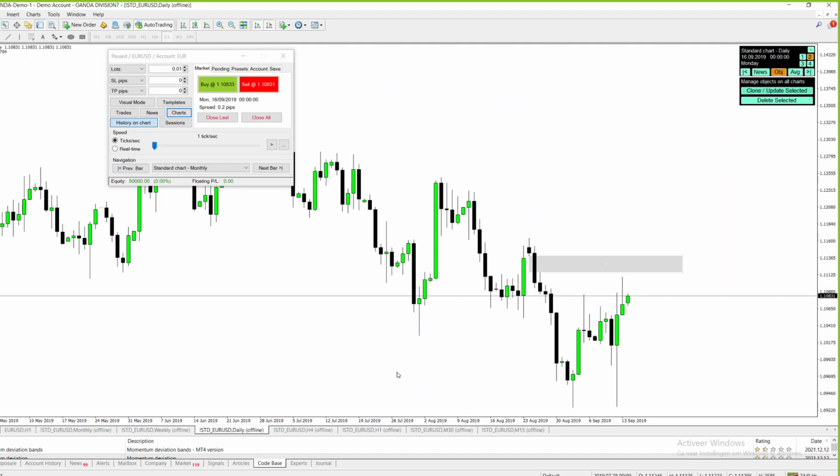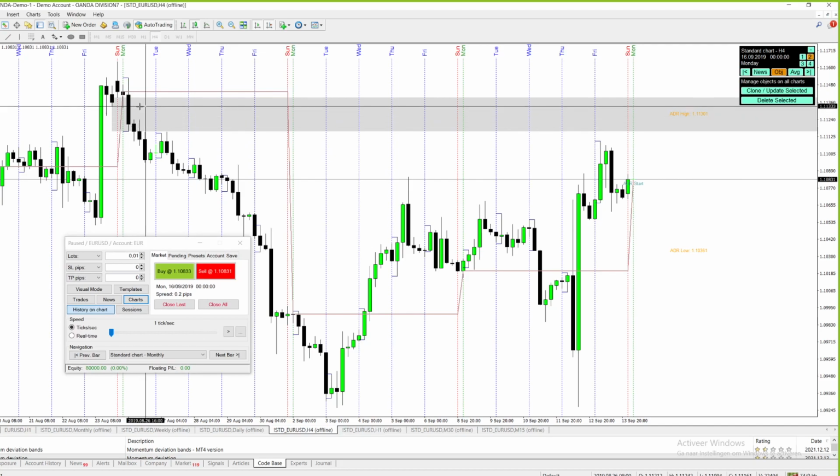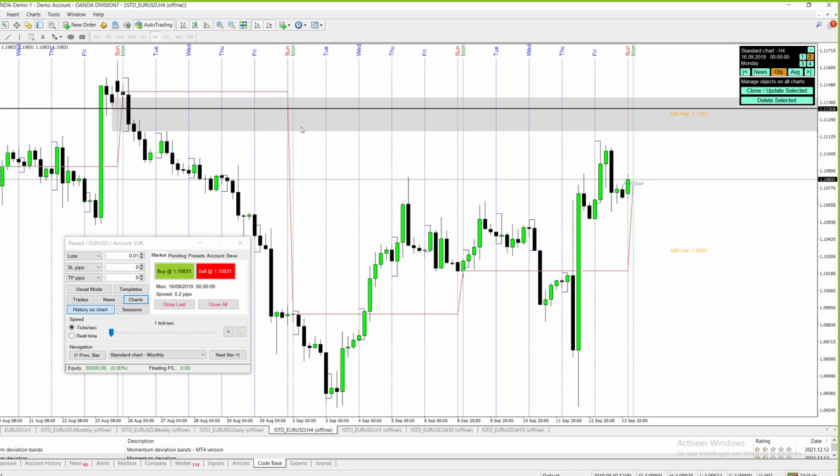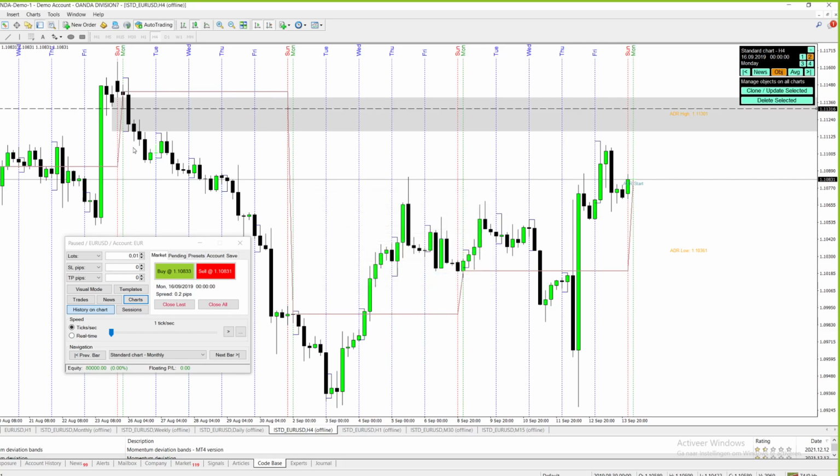It doesn't swap colors. Or there you go. So on the 4-hour we can see we also have a fair value gap here. So it's a fair value gap inside a fair value gap. So let me put lines up here, make it a little bit thinner.